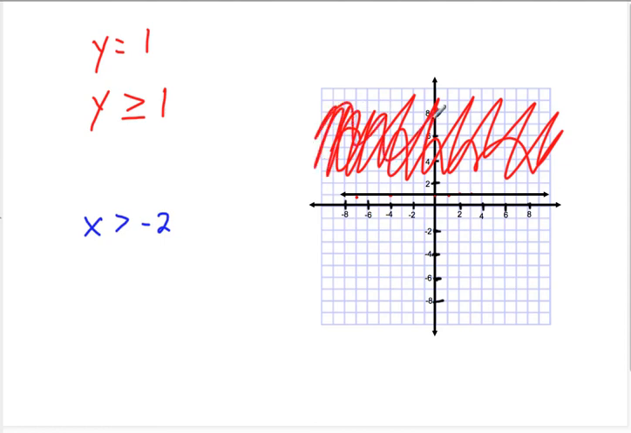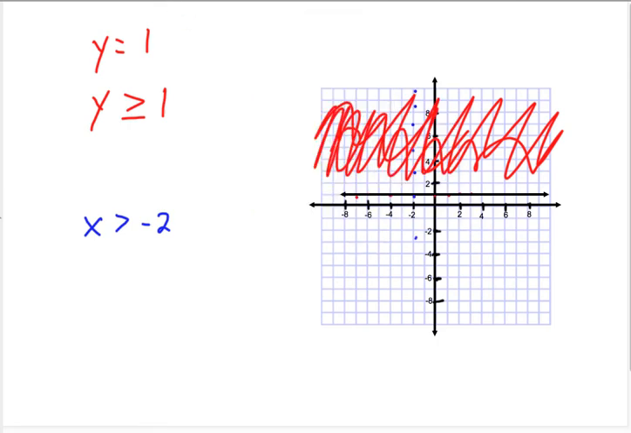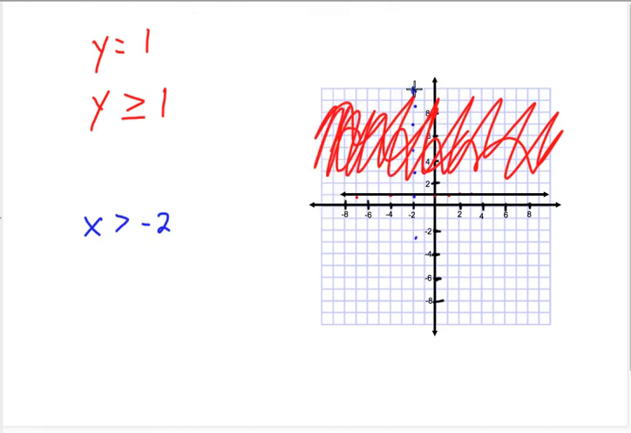Alright. Now just to show you the difference between a y is equal to or something graph as opposed to an x is greater than or less than, which would be vertical. So negative 2 is here. So it's just going to be all the vertical points at negative 2. Let's make this a blue line. And it's going to be dotted because it's greater than. Something like so.